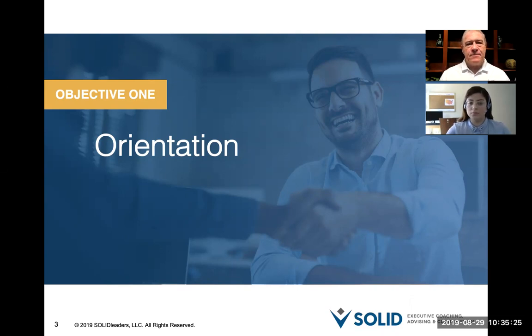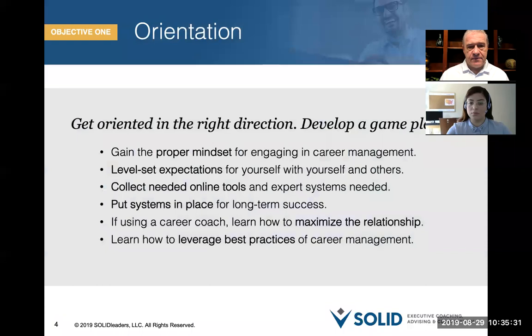So, 8 key objectives to being an effective career manager for yourself. First, you've got to get oriented in the right direction, and you need to develop a game plan. You need the proper mindset for engaging in career management. If you don't manage your career, someone's going to manage it for you. So you have to be your own career manager. Sure, you can access executive career coaches like myself and others on my team to help you with managing your career. But ultimately, who's responsible? That would be you. And so I want to level set your expectations that you need to be in charge.